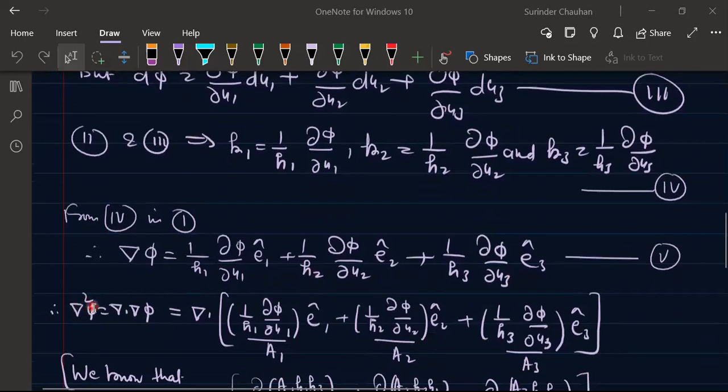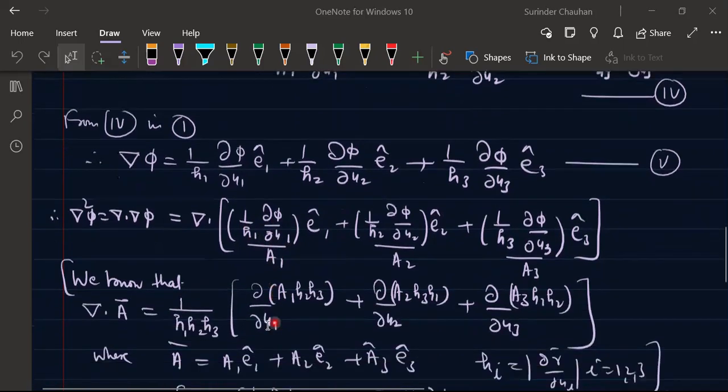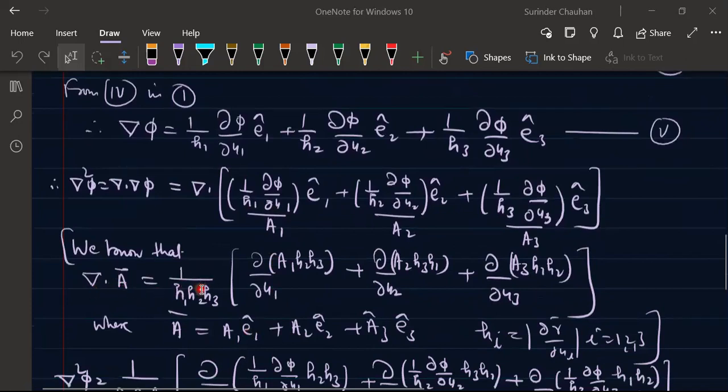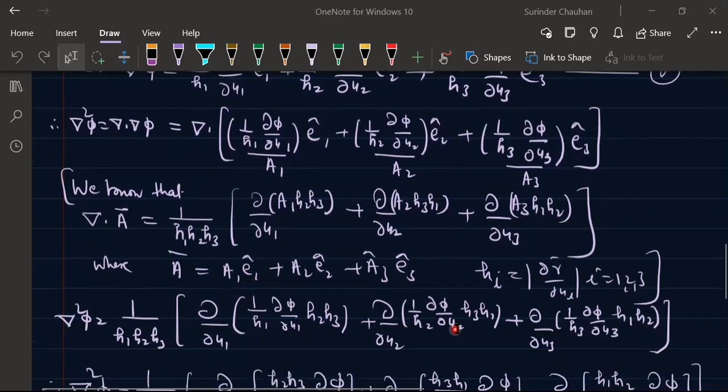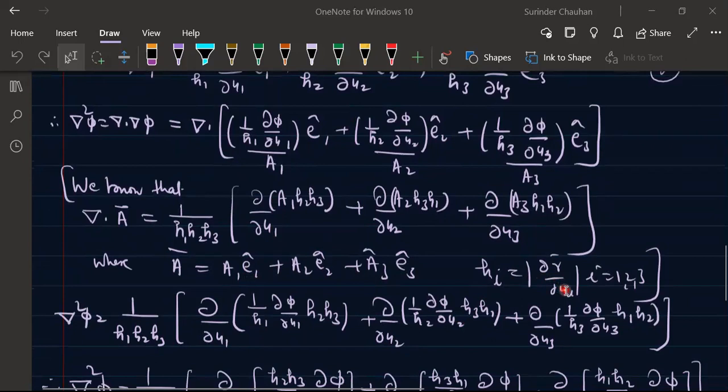Now the Laplacian operator operated on the scalar function, that is del square phi, is equal to del dot del of phi, where del of phi is this. We know that the divergence of a vector A is equal to 1 upon h1 h2 h3 times partial by partial u1 of A1 h2 h3, plus partial by partial u2 of A2 h3 h1, plus partial by partial u3 of A3 h1 h2, where A is equal to A1 e1 plus A2 e2 plus A3 e3, and hi is equal to the modulus of partial r by partial ui.